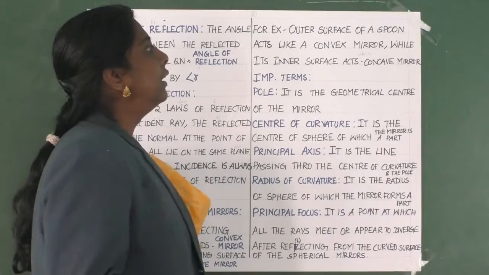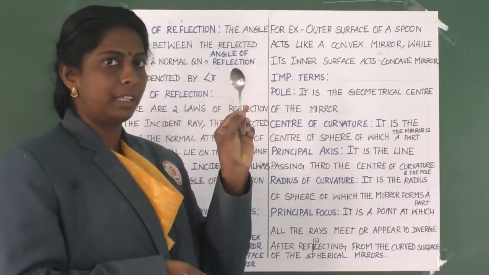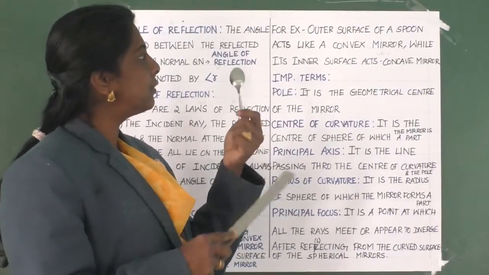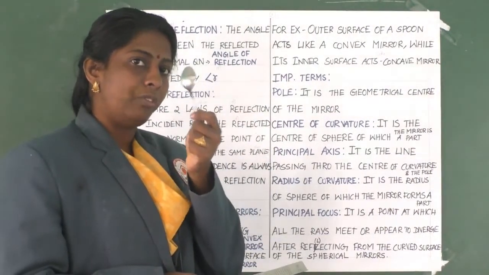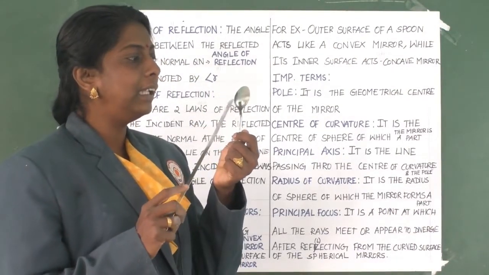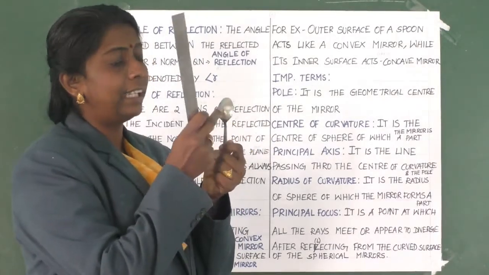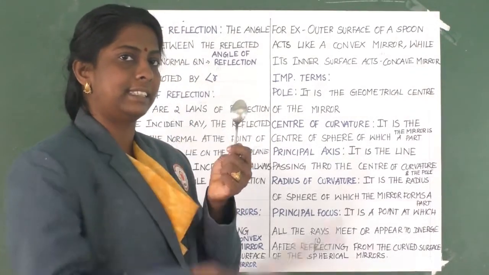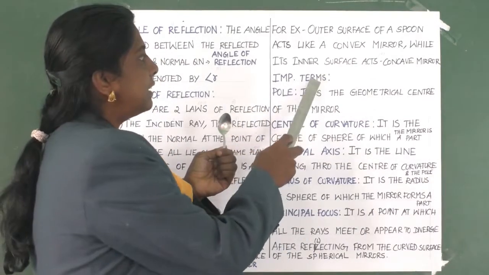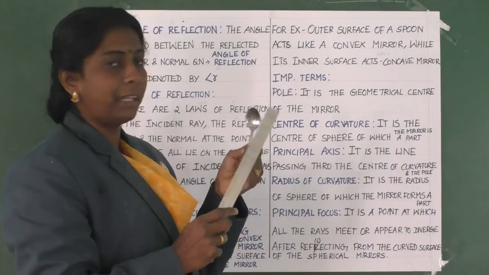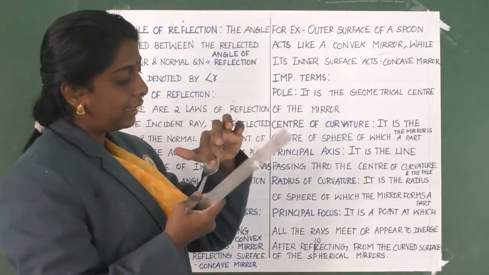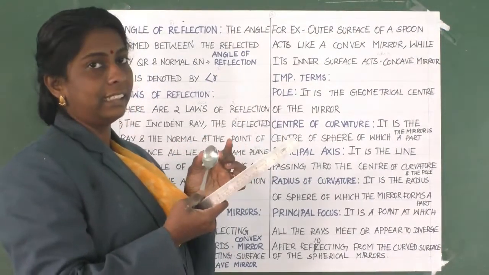Now, for example, a spoon. You can see a spoon, is that not? Yes. The outer surface of the spoon acts like a convex mirror. Convex in the sense that it is thick at the middle and thin at the edges. Whereas the inner surface of the spoon acts like a concave mirror, thin at the middle and thick at the edges.